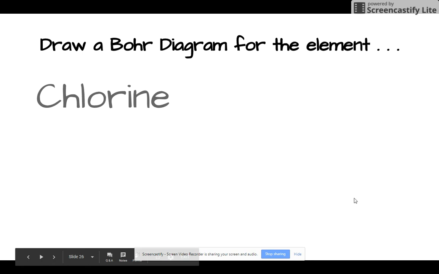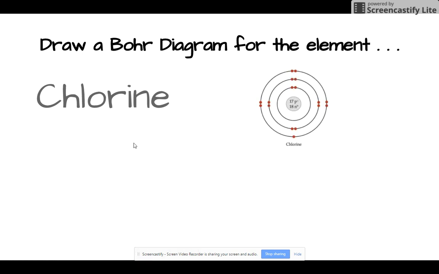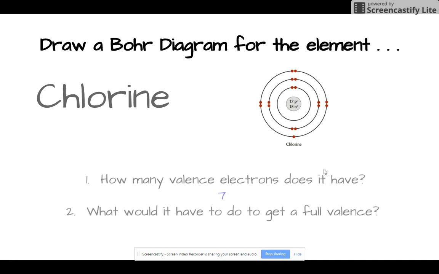Draw a Bohr diagram for the element chlorine. Here we have 17 protons, 18 neutrons, and 17 electrons. 2 in the first orbit, 8 in the second orbit, and then in the valence level, there are 7 valence electrons. So, it has 7 valence electrons.